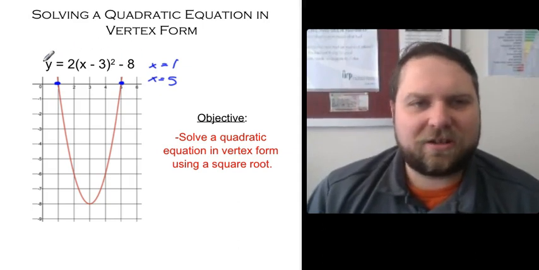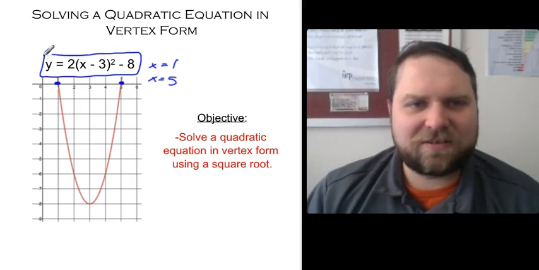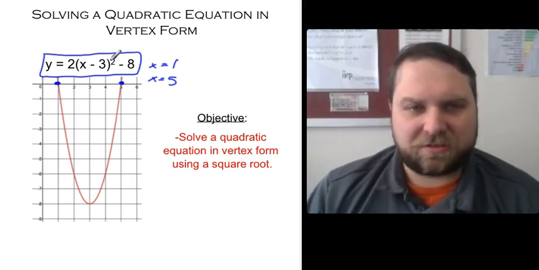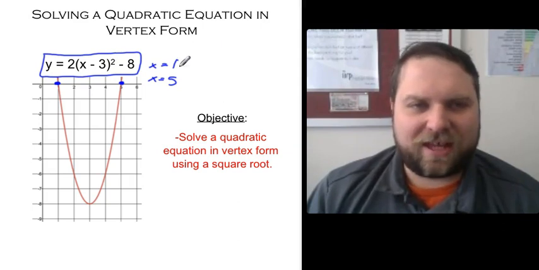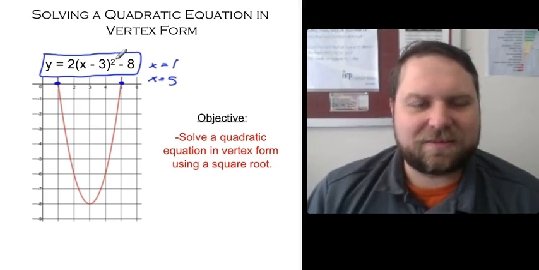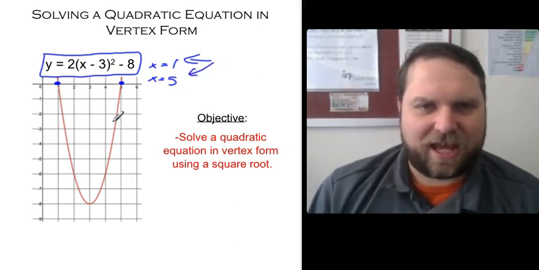So the question is, how do I go from this equation, which is in vertex form, and use a square root, which is what we just learned about, in order to find those two? That's what we're going to look at. How do you take something in vertex form, use everything we just learned about a square root and everything we know about solving equations to get to this information right here without having to have the graph?